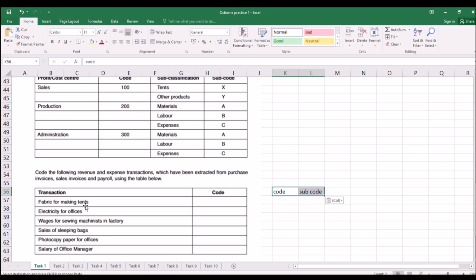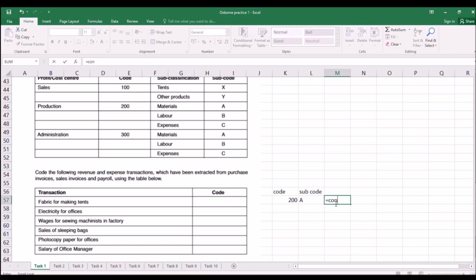So, fabric for making tents. That's going to be in our production, so our production code is going to be 200. The subcode is going to be fabric, which is materials, which is going to be A. And so then we're going to stick it together.